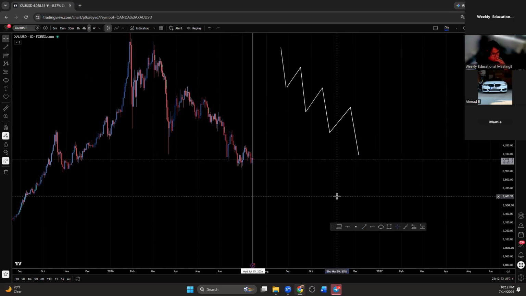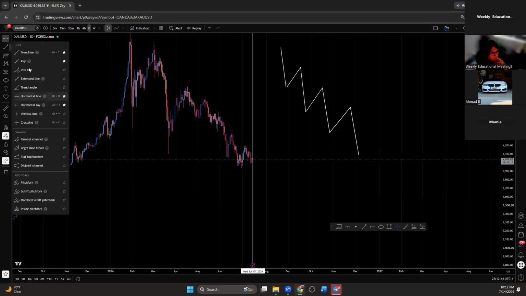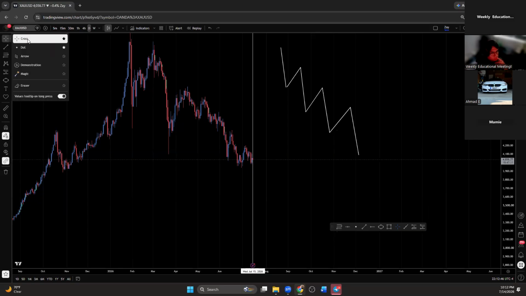Downtrend. Downtrend. Downtrend. All right. In a downtrend, what type of highs and lows do you get? Lower high, lower low. Perfect. Now that's what you want to focus in on.